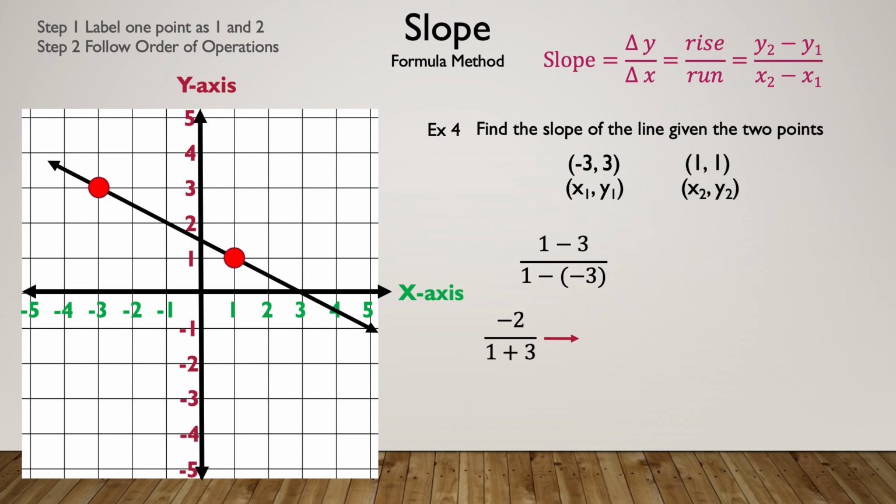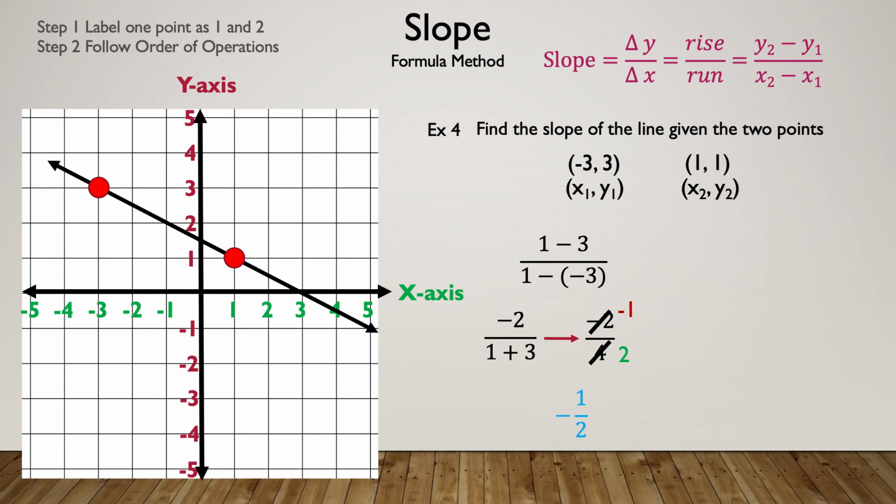because when we subtract a negative number, it becomes a positive. That gives us negative 2 over 4. We can simplify that because they're both multiples of 2. We divide negative 2 by 2 to give us negative 1, and divide 4 by 2 to give us 2. Now the slope is negative 1 over 2, and that is our slope for this type of line.